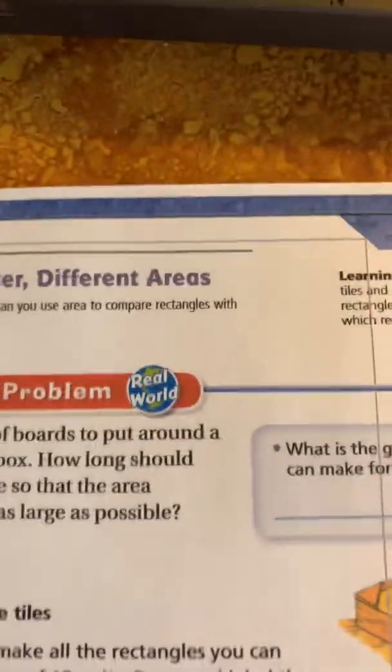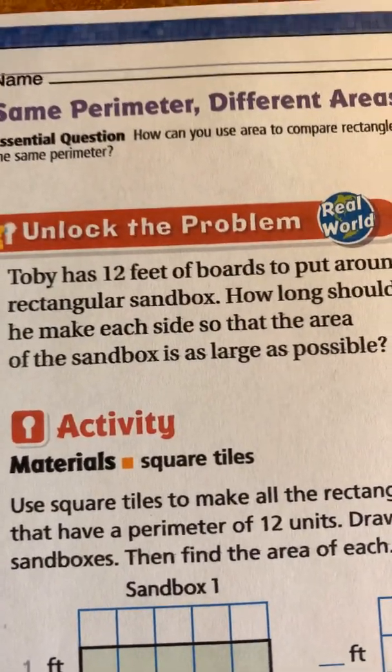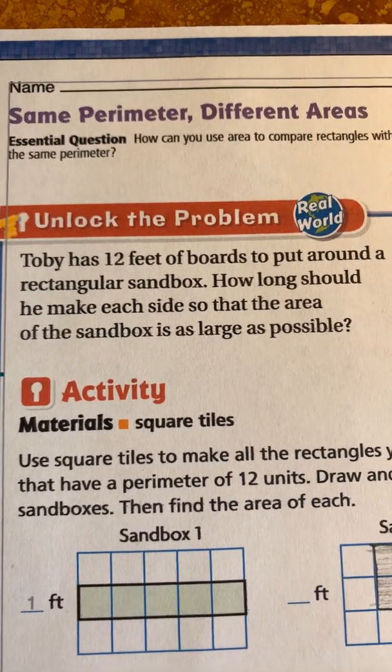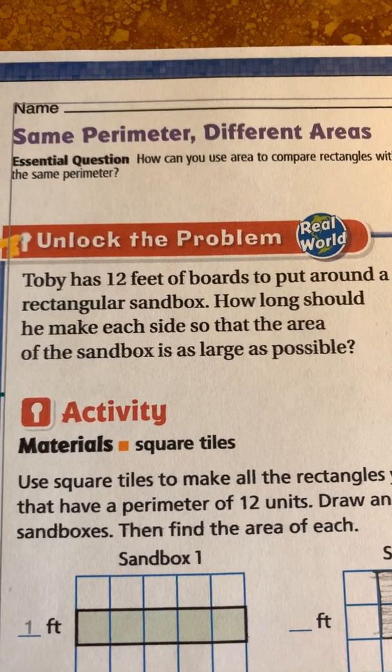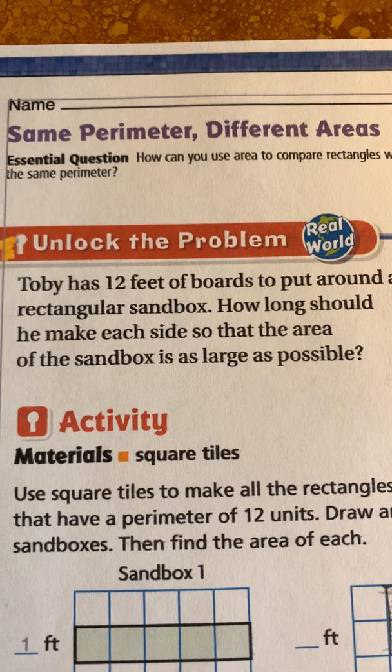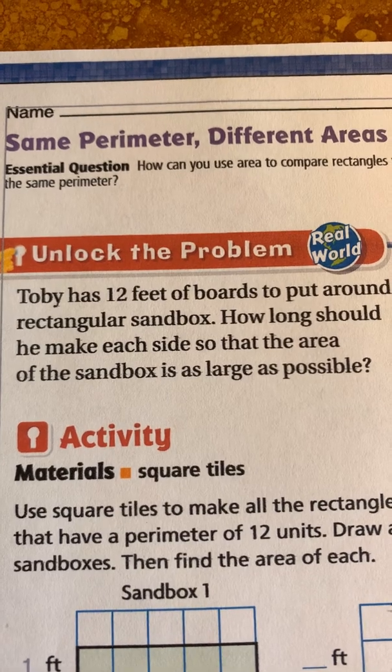Okay, now for our math lesson today, we're talking about when we have the same perimeter but different areas. So let's go ahead and start off with our math problem for today. Here we have our unlocking the problem section in our math book. It starts off by saying, Toby has 12 feet of boards to put around a rectangular sandbox. How long should he make each side so that the area of the sandbox is as large as possible?